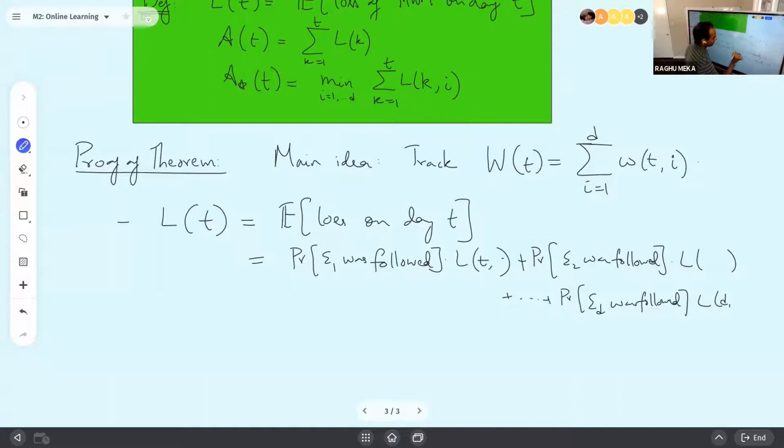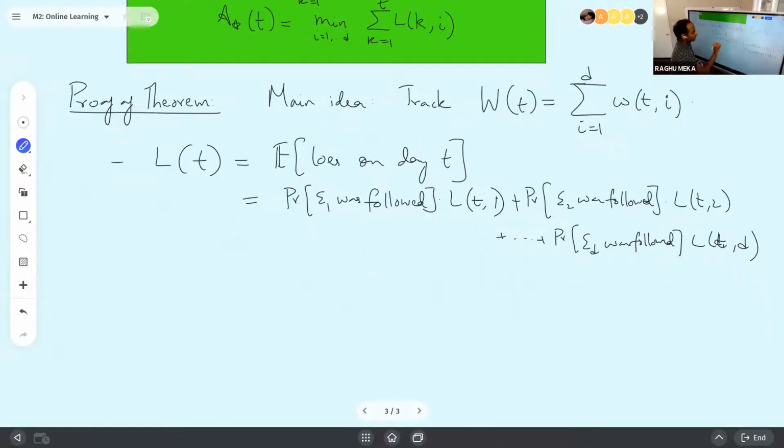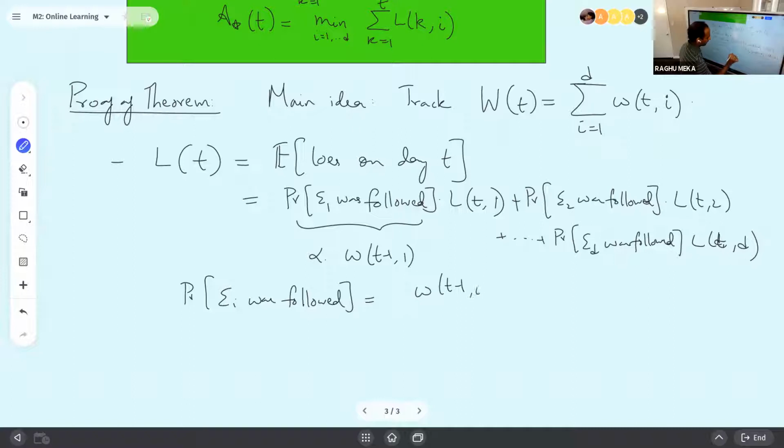Okay, so we're just computing the expectation directly. And what is the probability that expert i was followed? What's the expression for that? Can anyone tell me? We know it is proportional to their weight. So this is proportional to W of t minus 1 comma i. So that means that the probability that expert i was followed is exactly W of t minus 1 comma i divided by the sum of the weights.